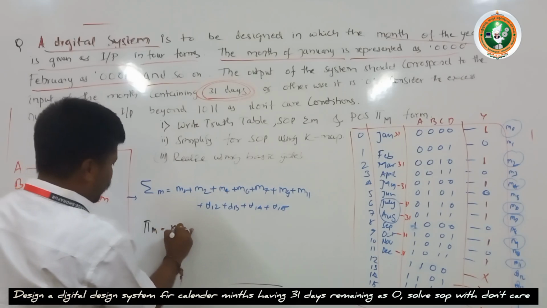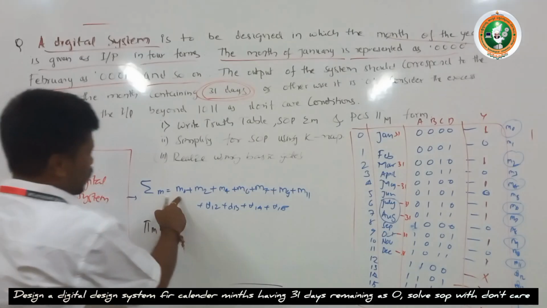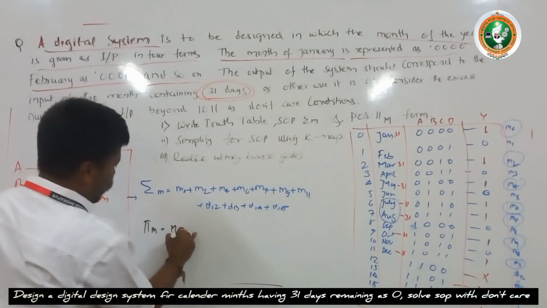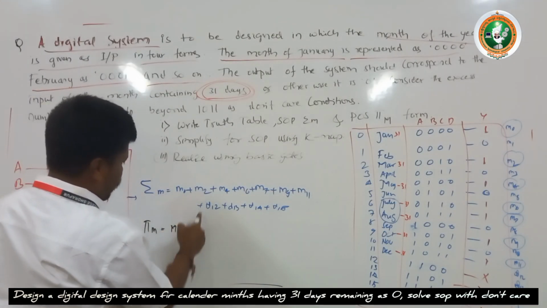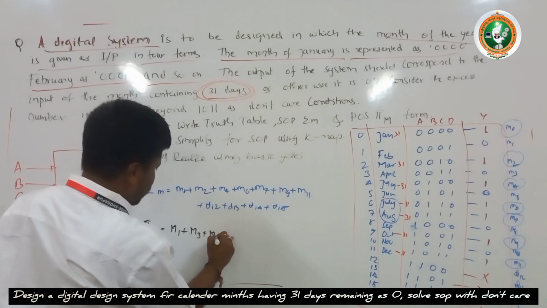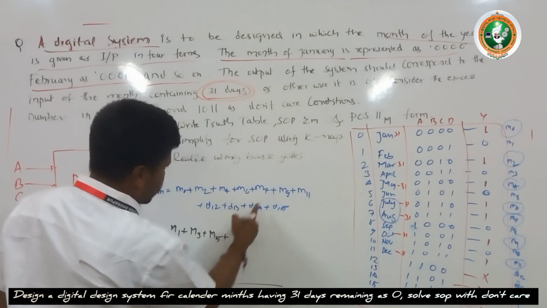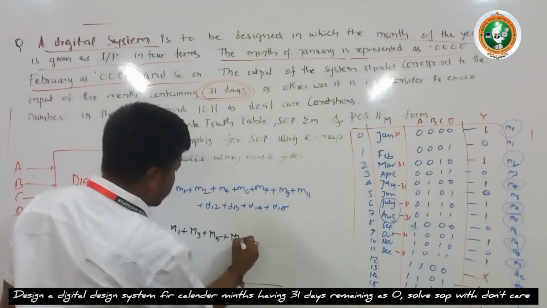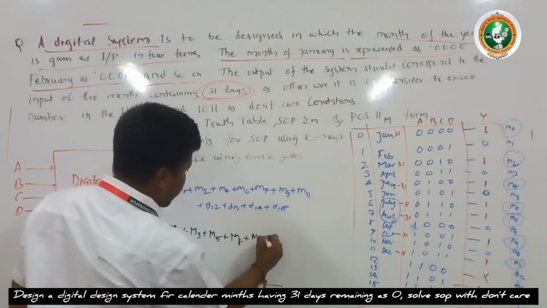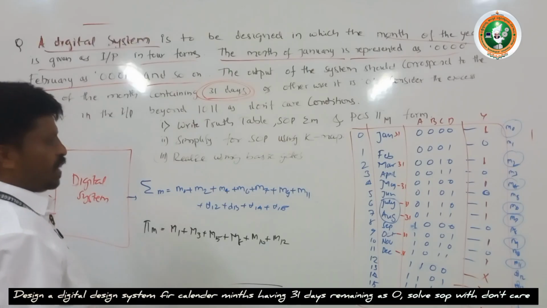M0 is there. M1 is missing here. M2 is there. M3 is missing over here. M4 is there, don't write. M5 is not there. M6 is there, don't write it. M7 is there, don't write it. M8 is not here. M9 is there, don't write. M10 is not here, write it. M11 is there.